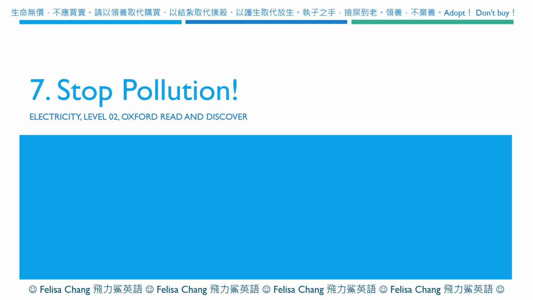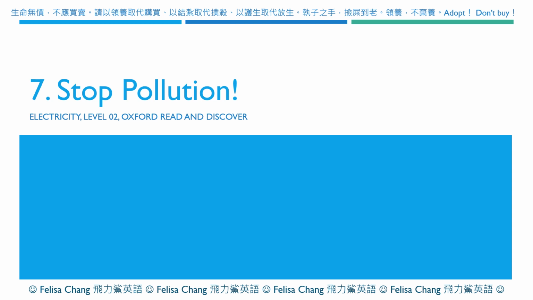Chapter 7. Stop pollution. Many power stations burn coal to make electricity. This makes pollution. What can we do to stop pollution? We can turn off lamps, computers, and other machines when we are not using them. We can have a shower, not a bath. We can get electricity from power stations that make electricity with wind or water. These power stations don't make pollution.